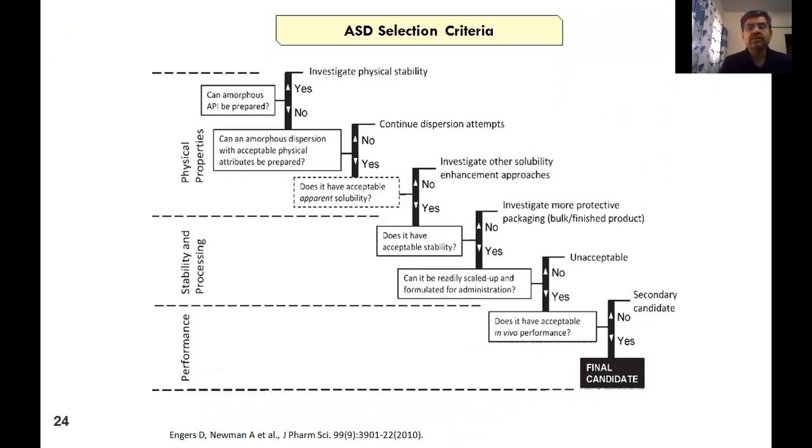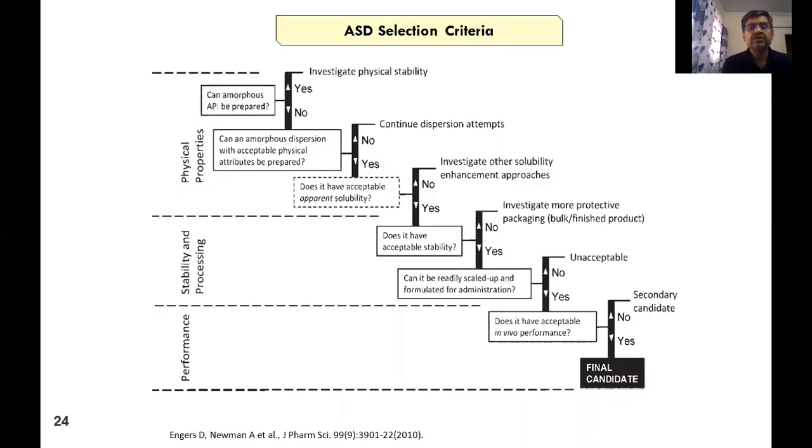This flow diagram gives us the pathway which is followed by the pharmaceutical industry for selecting an amorphous solid dispersion. Our primary aim is to find out the optimal polymer which will help us in achieving the desirable properties in the amorphous solid dispersion. The first starting point is asking a question: can amorphous API be prepared? This means, can the pure API be converted into a relatively stable amorphous form?